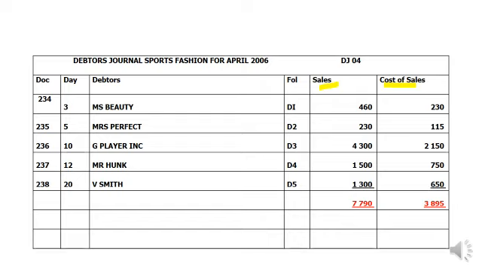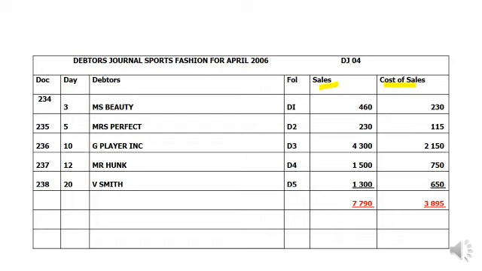Then lastly, on day 20, we had V. Smith, so we write the document number, which is invoice number 238. Then you write day 20, V. Smith here is data number 5. The amount of goods bought was for 1,300. This multiplied by 100 over 200, it gives you 650.